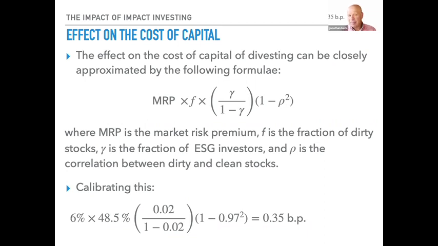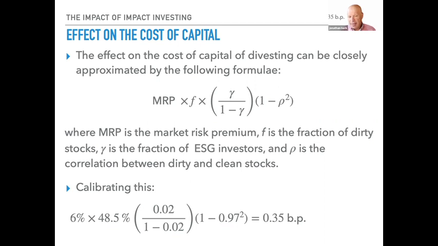So if you calibrate these numbers to the measurable numbers in the economy, so you use a market risk premium of 6%, which is relatively high. The fraction of ESG investors in the economy is 2%. So 98% of people are not ESG investors. The fraction of dirty stocks is 48.5%. And the typical correlation between a dirty stock and a clean stock is 0.97. If you put those in, you get an effect of 0.35 basis points.